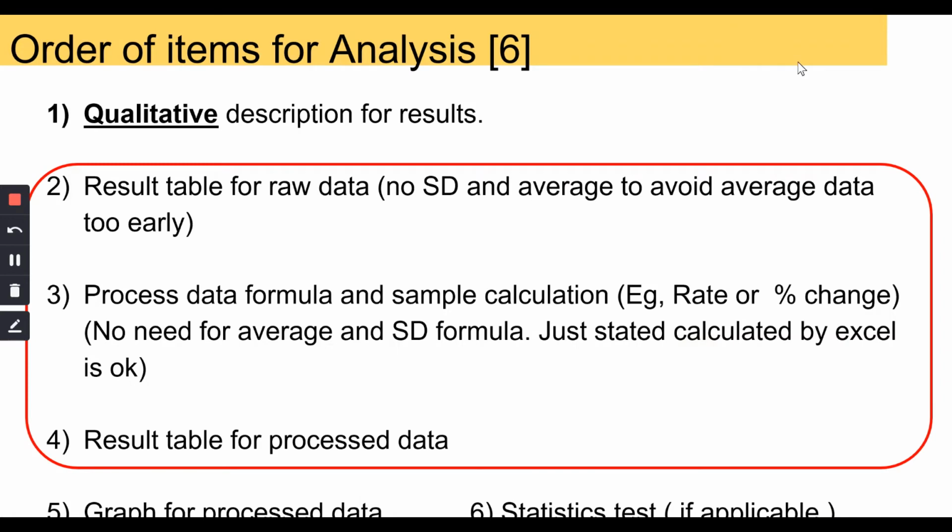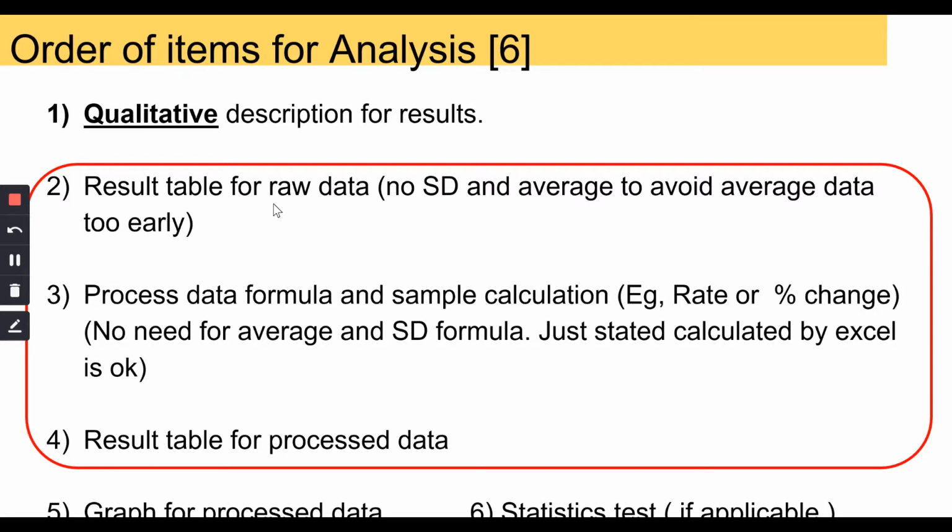For the analysis, it takes up about 6 out of 24 marks, so this is quite an important section. What should be included in this part is, for example, the qualitative observations. You need to write a description of what you observe in the results. This is already covered in the previous video, so we'll skip that. In this video, we're mainly focusing on items number 2, 3, and 4.